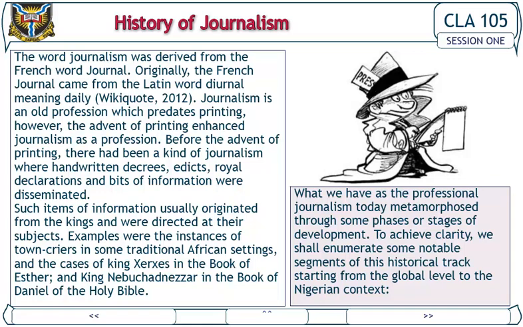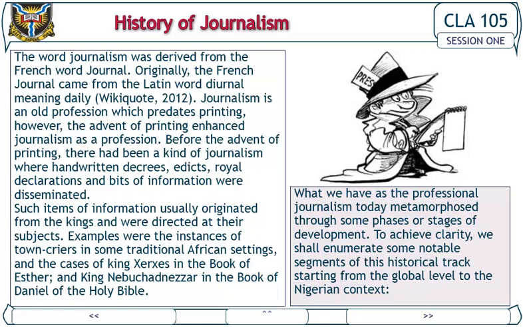Before the advent of printing, there had been a kind of journalism where handwriting, decrees, edicts, royal declarations, and bits of information were disseminated. Such items of information usually originated from the kings and were directed at their subjects. Examples were the instance of the town crier in some traditional African settings and the cases of King Xerxes in the book of Esther and King Nebuchadnezzar in the book of Daniel of the Holy Bible.